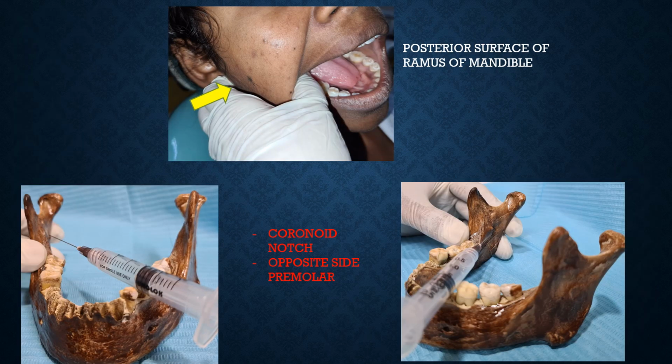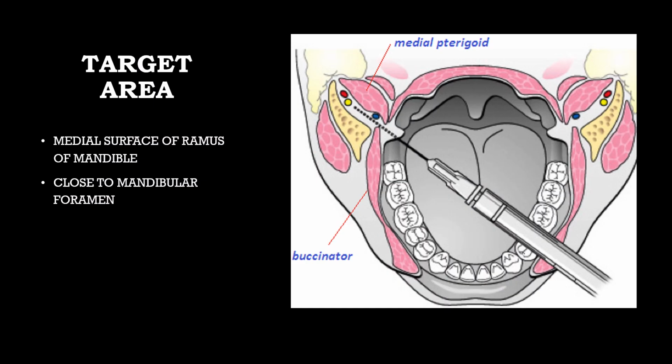The other landmarks that we also need to identify are the posterior surface of the ramus of the mandible with the finger inside the mouth on the coronoid notch. The other two fingers are placed on the posterior surface of the ramus of the mandible. This will help us in not only identifying the width of the ramus of the mandible, but also gives us an idea of how flaring the mandibular ramus might be. This would be to identify the coronoid notch, and another important landmark is the opposite side premolar.